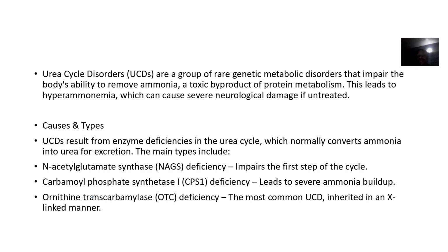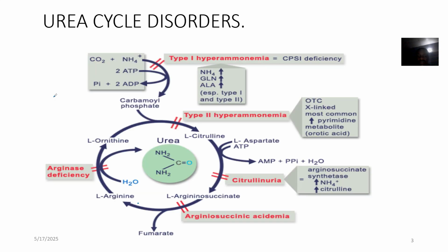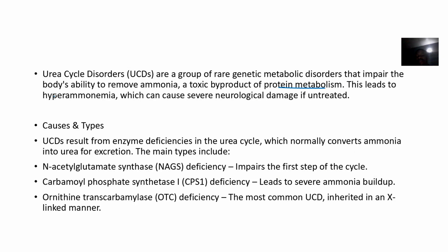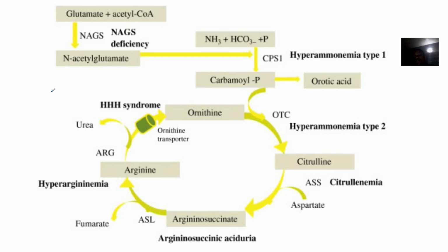They impair the body's ability to remove ammonia. Ammonia is a toxic byproduct of protein metabolism. So this leads to ammonia levels getting so high in the body. For the types we have, the disease conditions occur around this cycle. You understand? If there are deficiencies of enzymes at any step, then you have the disease conditions coming through.